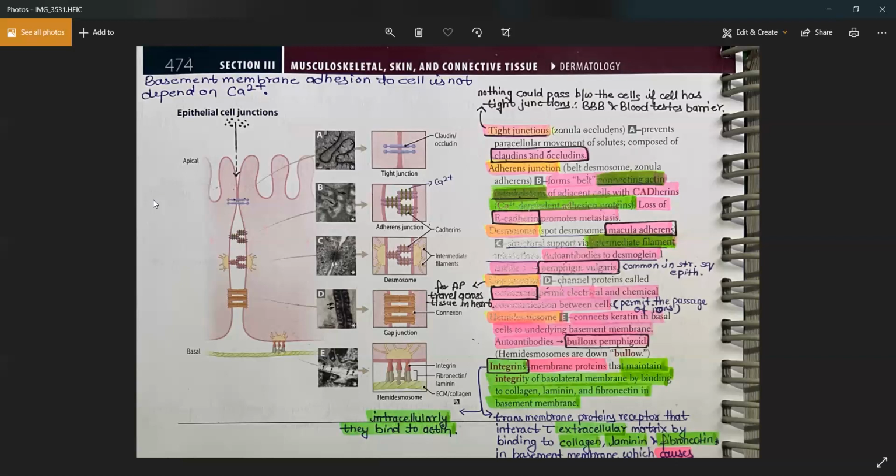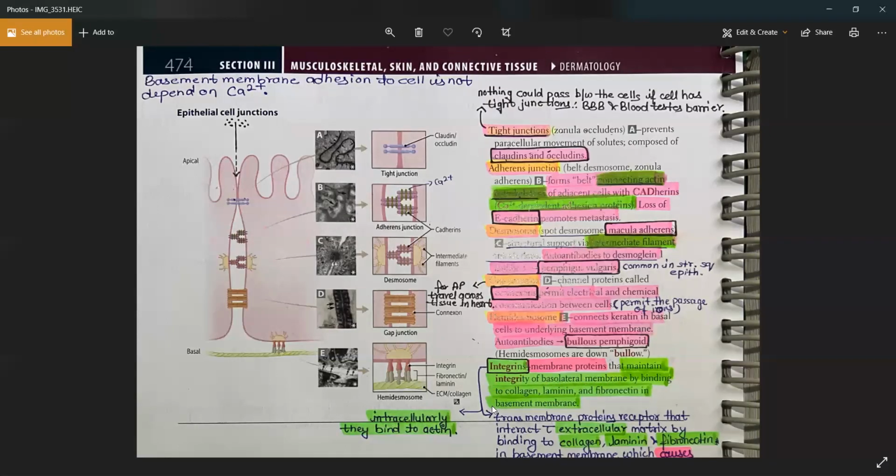Then finally you have these integrins, which are membrane proteins. These proteins are found in the cell membrane. And they will maintain the integrity of the basolateral membrane by binding to the collagen, laminin, and fibronectin at the basement membrane.